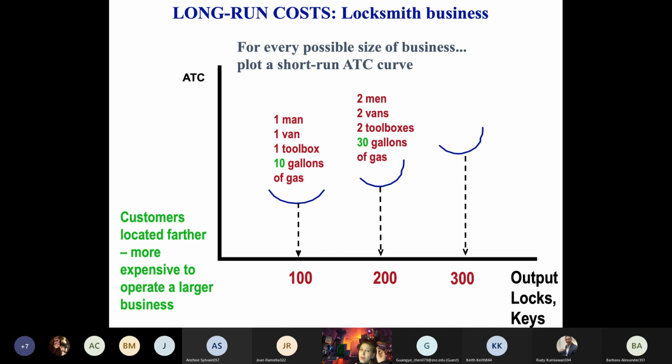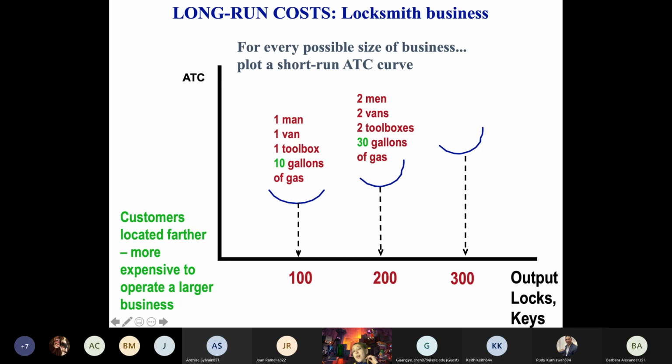So suppose we are talking about a locksmith business. The business can be pretty small: one man, one toolbox, spending money on 10 gallons of gas per week, running around, repairing locks and opening locked cars, right? And the average total cost of production is this check mark shaped line. Sorry about that. So at around 100 locks a week.